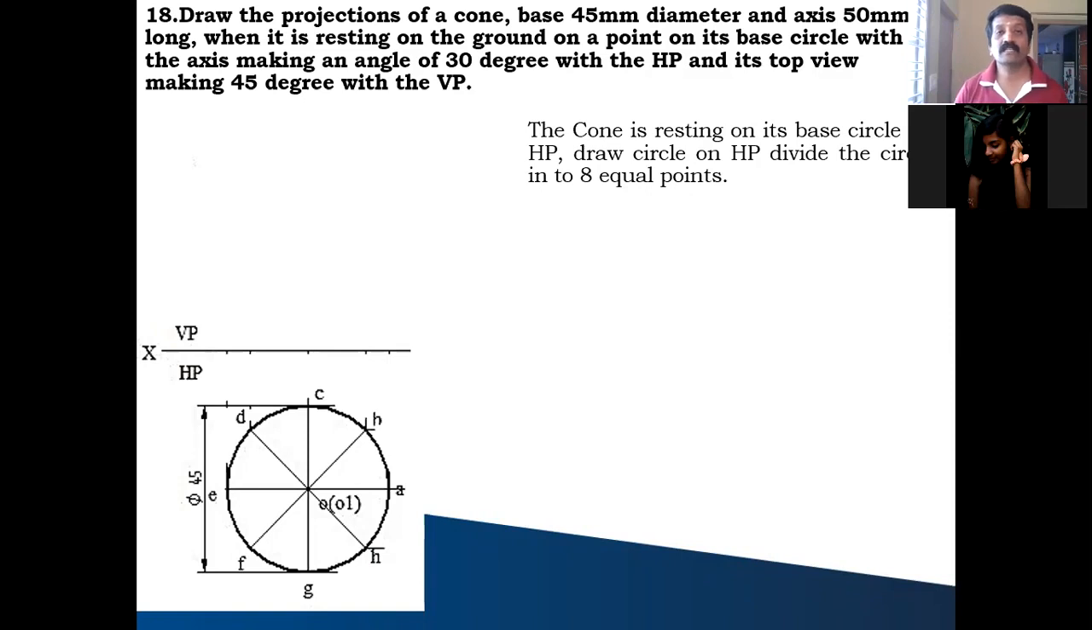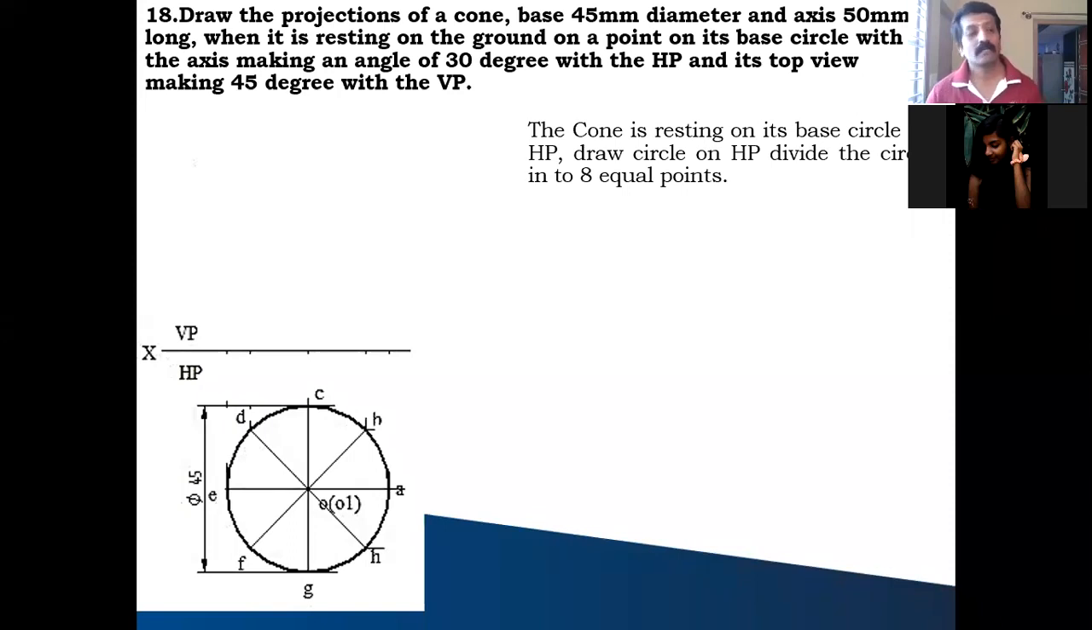It is resting on the ground on a point of its base side, that means it may rest on any one point on this base. That's what he has given, on HP. Ground is nothing but the HP. The axis is making an angle of 30 degrees with HP and its top view making an angle of 45 degrees with the VP. The top view angle is directly given, that means this is the apparent inclination.